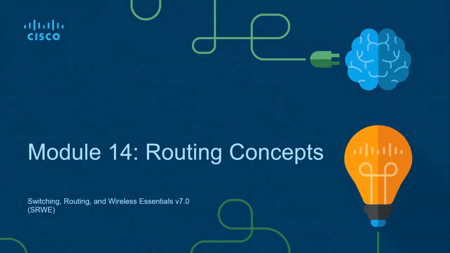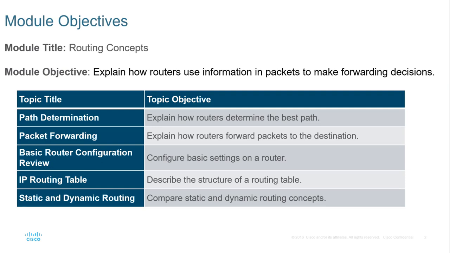Hello, so we're going to go through chapter 14, it's routing concepts. So the areas that you're going to cover are path determination, packet forwarding, basic router configuration review, IP routing table, and then static and dynamic routing.